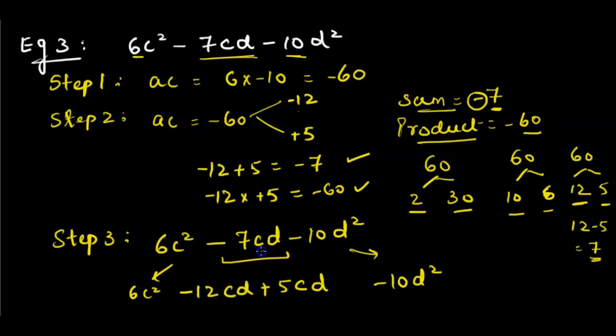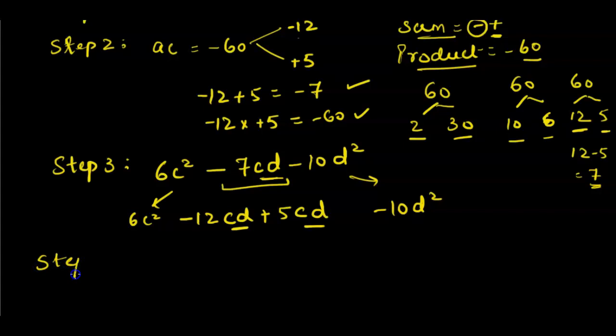Always remember that if the variable is cd, the variable is going to be cd for each of these numbers as well. The variable comes down with both of these numbers. Step number 4 is we have to group and solve it now. So we are factoring by grouping.